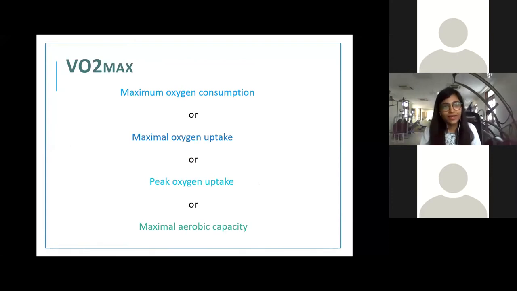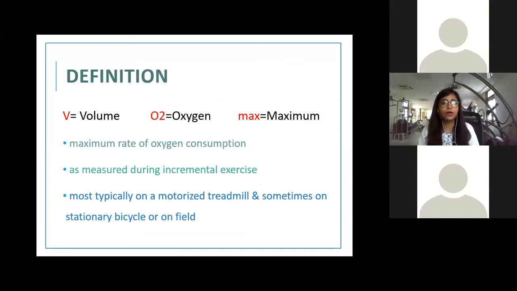So as all of you know, the VO2 max test is known as maximal oxygen consumption, maximal oxygen uptake, peak oxygen uptake, or maximal aerobic capacity. By definition, it is the maximum rate of oxygen consumption which is measured during incremental exercise. So it's not just one steady state exercise that somebody is doing, it has to be an incremental level of exercise, and at that maximum exercise, whatever oxygen is being consumed is termed as VO2 max.